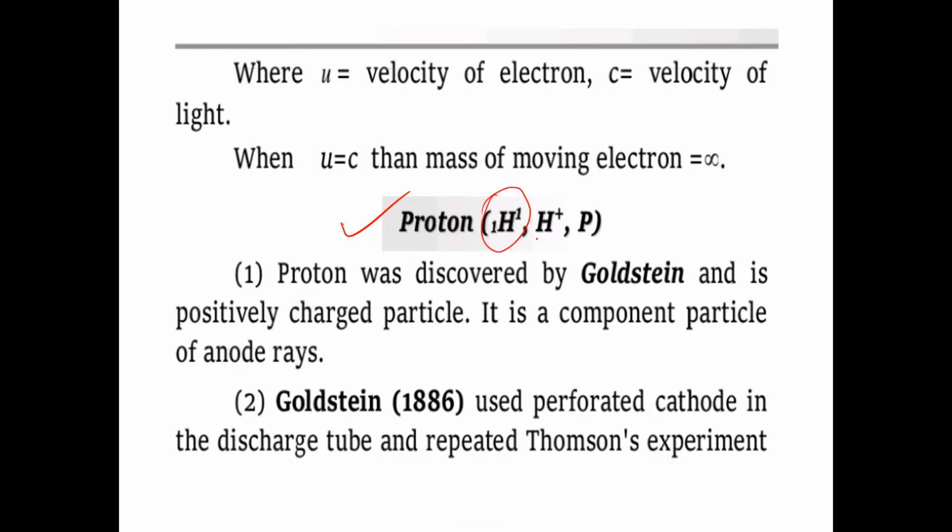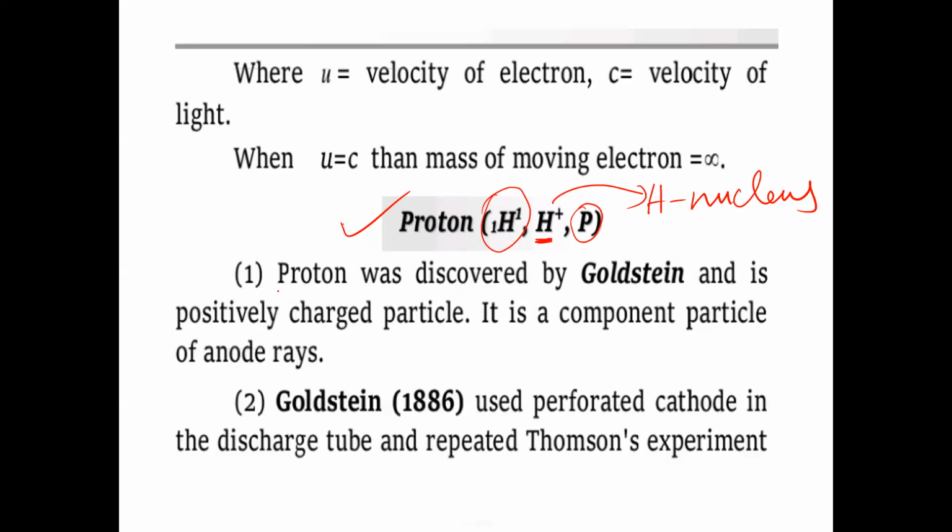The same proton we can write as H plus ion. The H plus ion is nothing but the hydrogen nucleus. So the hydrogen nucleus or H plus ion, any one is called proton. P also we can write; P indicates proton. So P, H plus or 1H1. Here hydrogen has atomic number 1, mass number 1. So it is the symbol of proton.